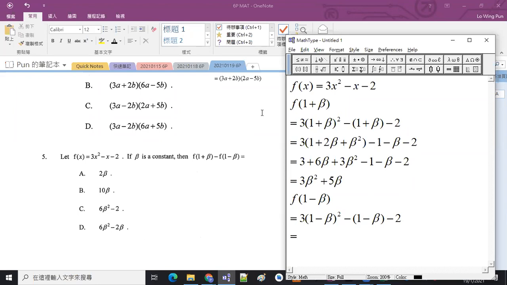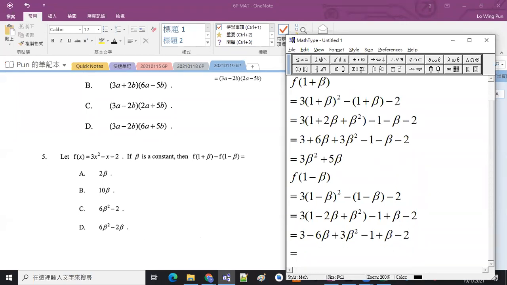And we use the identity to expand this bracket again. 1 minus 2 beta plus beta squared, minus 1, and then plus beta minus 2. And again, we expand the brackets. 3 minus 6 beta plus 3 beta squared minus 1 plus beta minus 2. And then calculate the like terms.